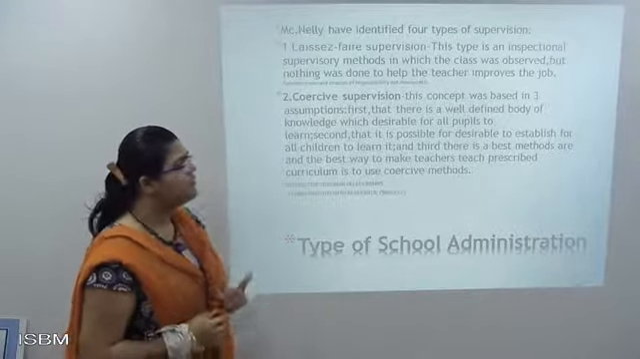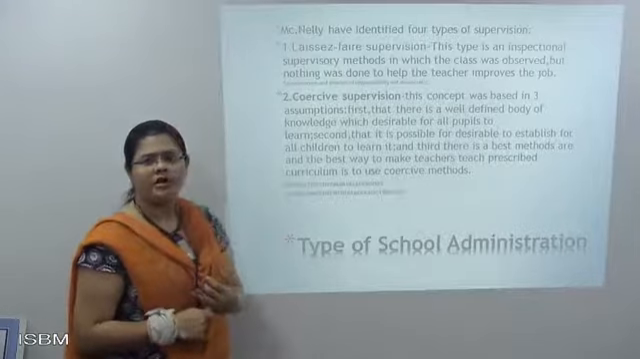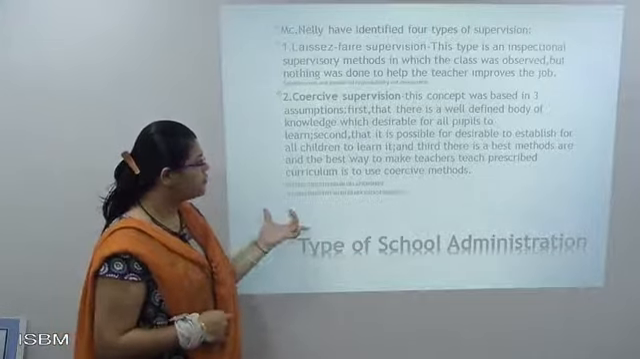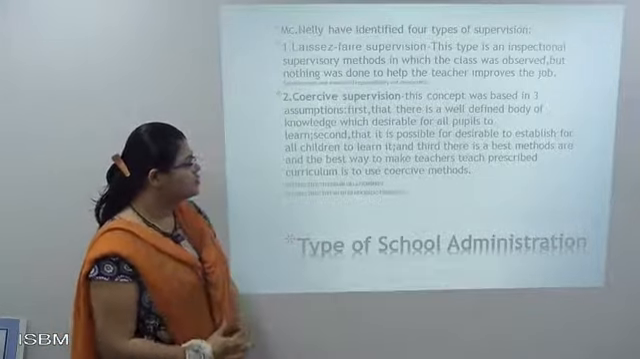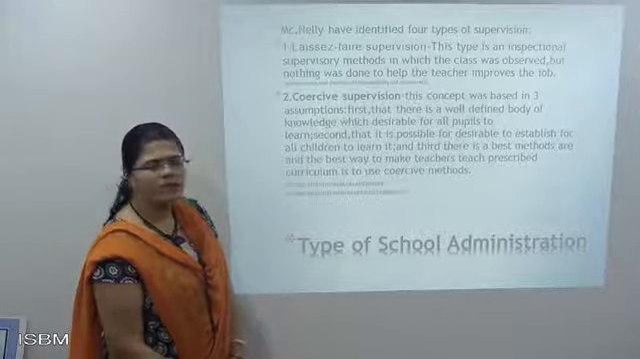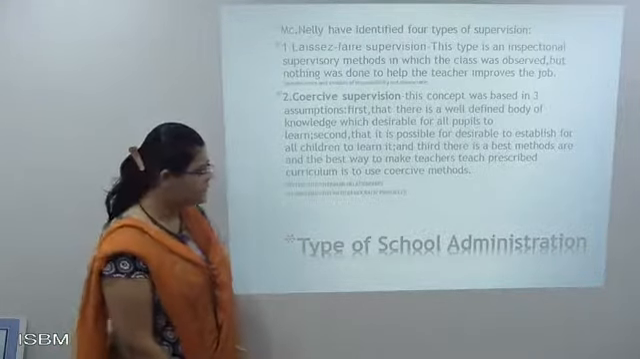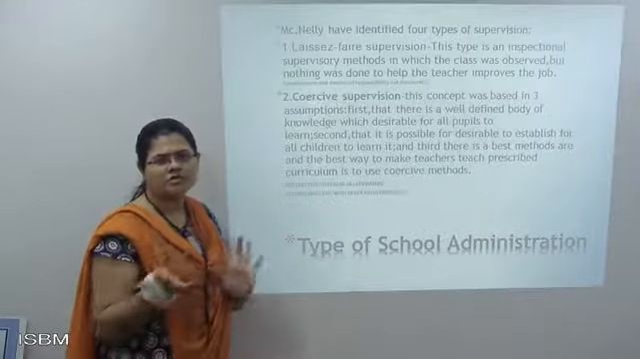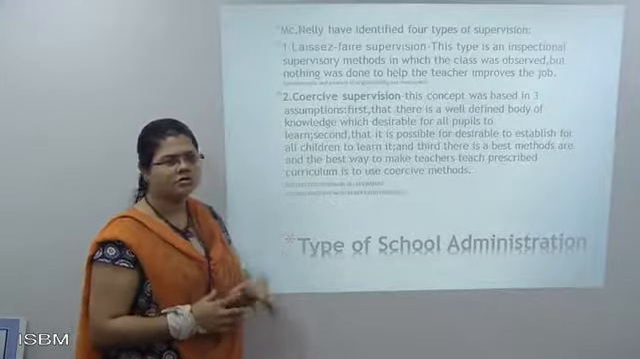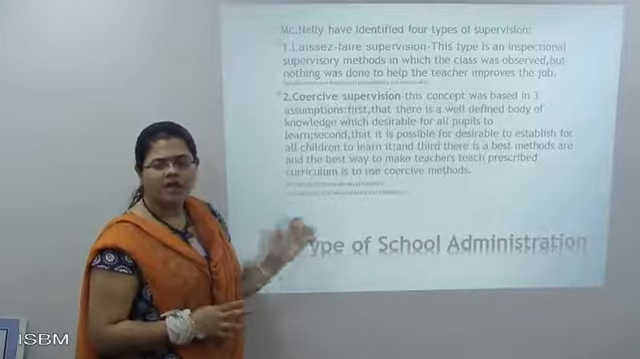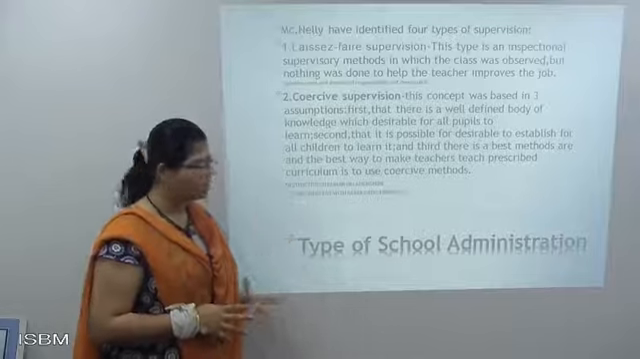So these three different points have been discussed under coercive supervision. Now, coercive supervision can be said to destroy human relationships. It is inconsistent with democratic principles. You can't use democratic principles here; it is destructive towards human relations. The whole concept is different, and it is based only on assumptions.